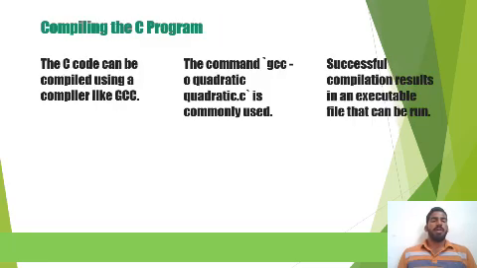Compiling the C program. The C code can be compiled using a compiler like GCC. The command gcc -o quadratic quadratic.c is commonly used. Successful compilation results in an executable file that can be run.